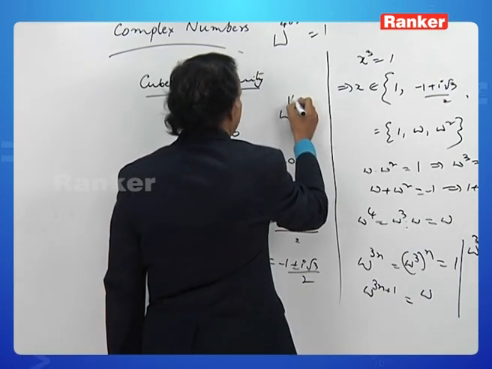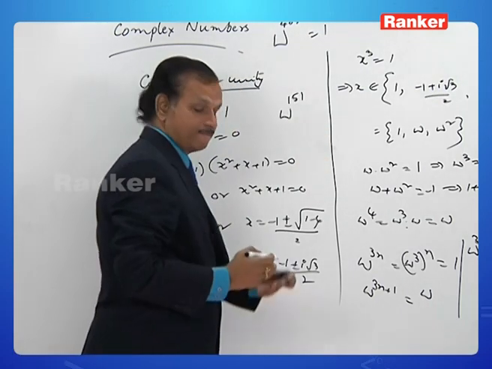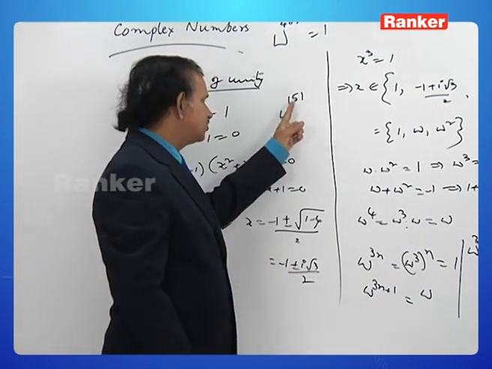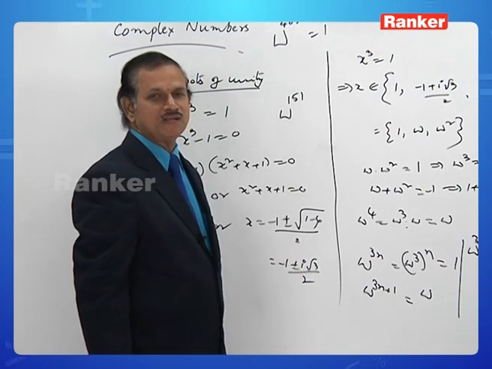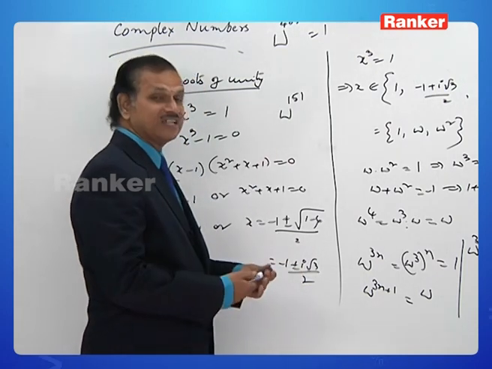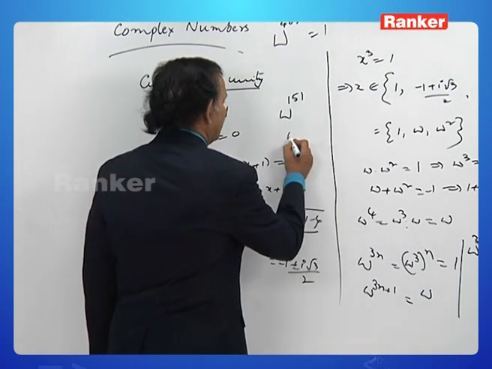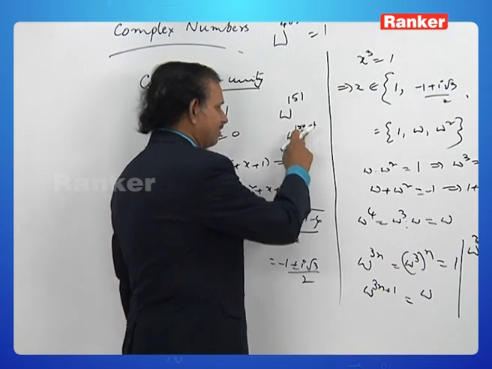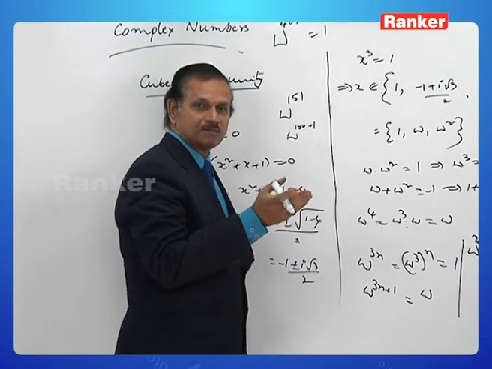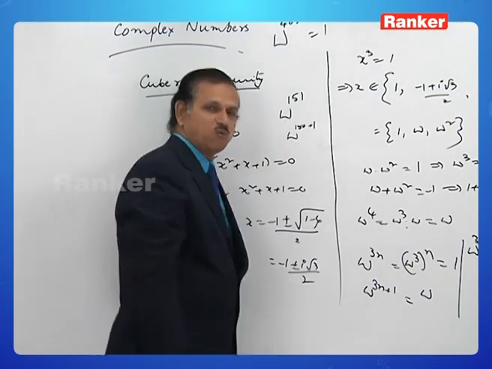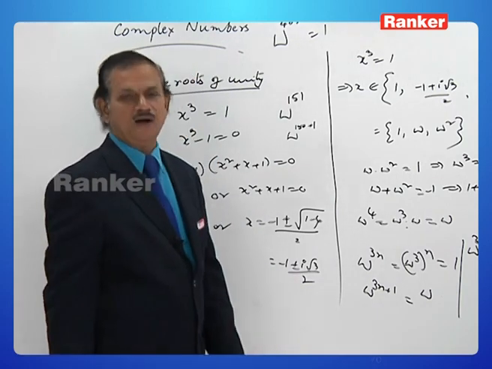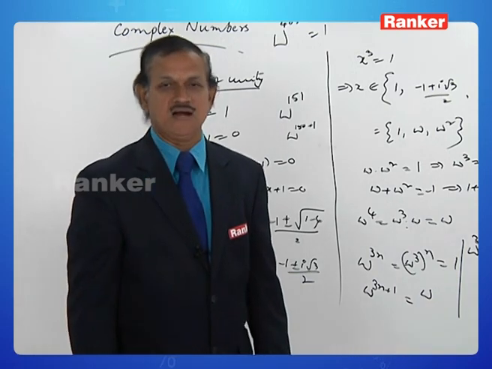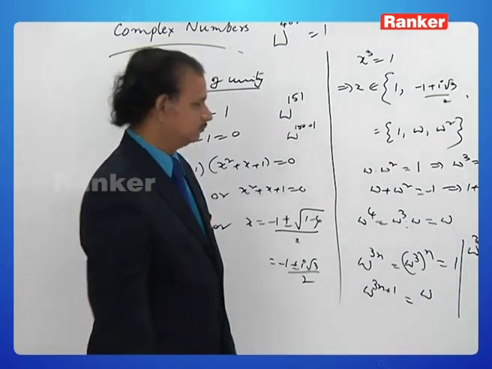What is omega power 151? Is it a multiple of 3? No. 1 plus 5 plus 1 is 7. It's not a multiple of 3. Well, what is the nearest multiple of 3 for 151? You can write omega power 150 plus 1. What is omega power 150? 1. 150 is a multiple of 3, into omega power 1. So the answer is omega. Like that, we can simplify whatever integral power of omega is before you.